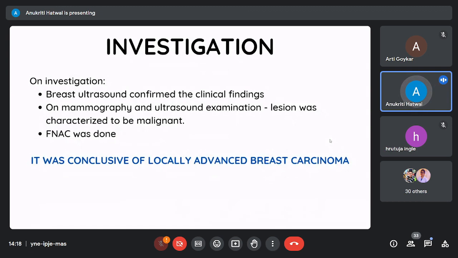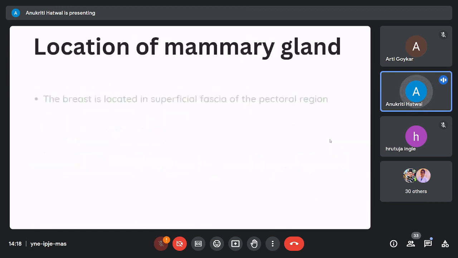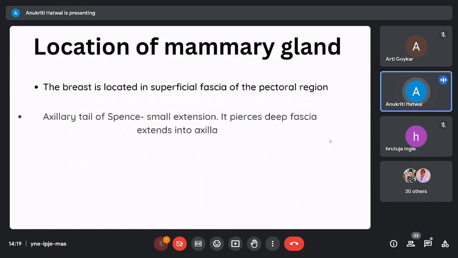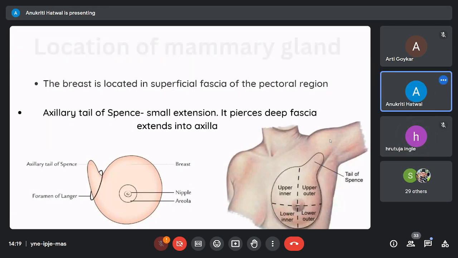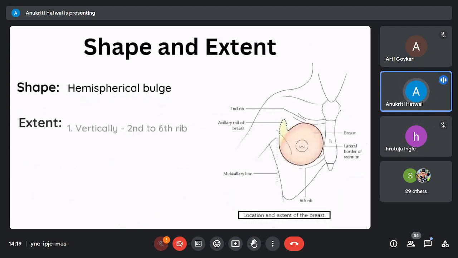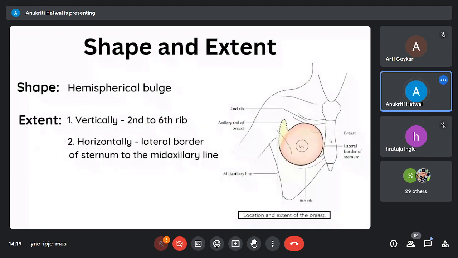Good afternoon, everyone. I will now be discussing the normal anatomy of the mammary gland. A part known as the axillary tail of Spence pierces the deep fascia and enters into the axilla. Next is its shape and extent. It is a hemispherical bulge extending vertically from the second to the sixth rib and horizontally from the sternum to the mid-axillary line.